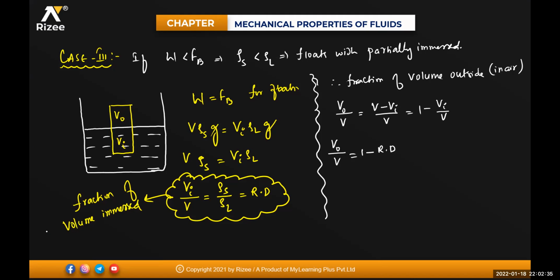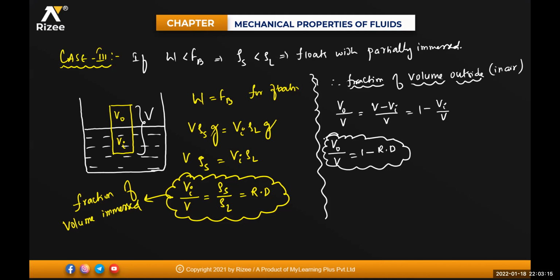Clear, beta? The weight of the body is the actual volume into density of solid into g, isn't it? So g and g get cancelled. Total volume of the body into density of solid is equal to volume immersed into density of liquid. So volume immersed divided by total volume of the body is the relative density. If they ask the fraction of volume which is outside, that means V naught divided by V. V naught will be equal to V minus Vi, because the total volume of this body is V only. So V naught divided by V will be equal to 1 minus relative density.